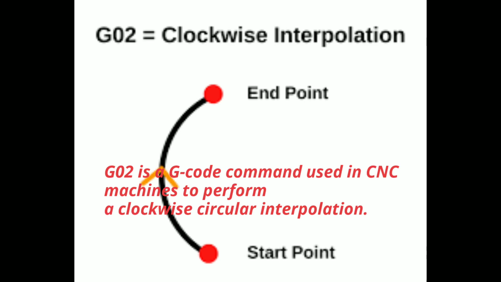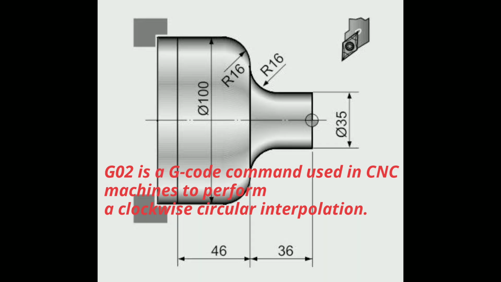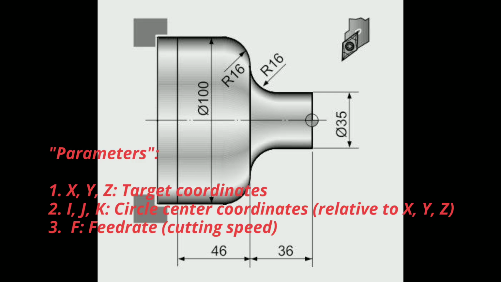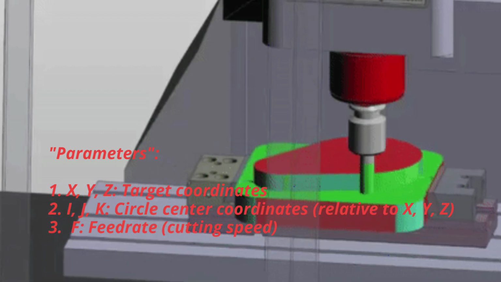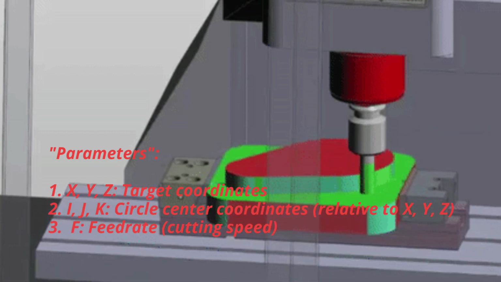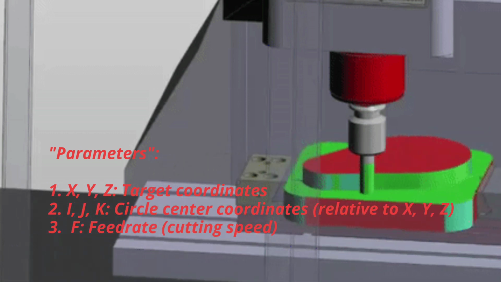G02 is a G-code command used in CNC machines to perform a clockwise circular interpolation. G02 format: G02 X Y Z I J K F. Parameters: 1. XYZ, target coordinates. 2. IJK, circle center coordinates relative to XYZ. 3. F, feed rate, cutting speed.